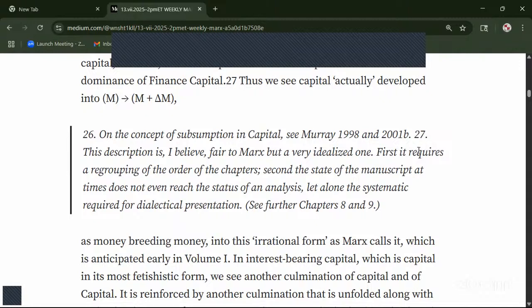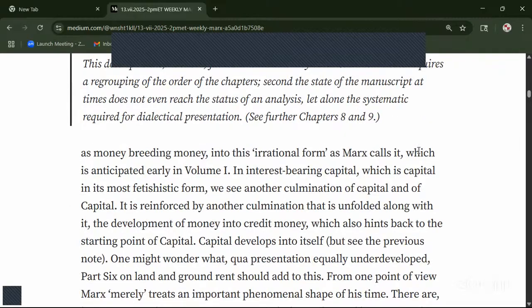In interest-bearing capital, which is capital in its most fetishistic form, we see another accumulation of capital and of big C capital. It is reinforced by another accumulation that is unfolded along with it. The development of money into credit money, which also hints back to the starting point of capital. Capital develops into itself, but see the previous note.